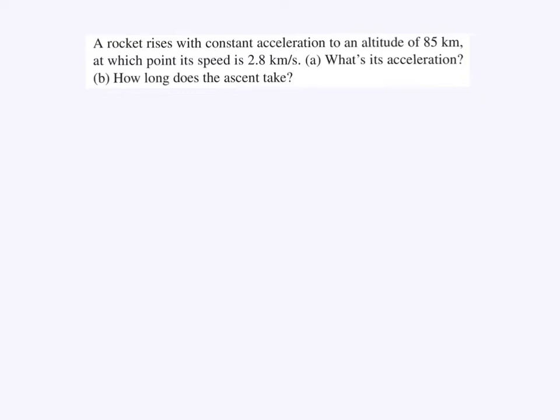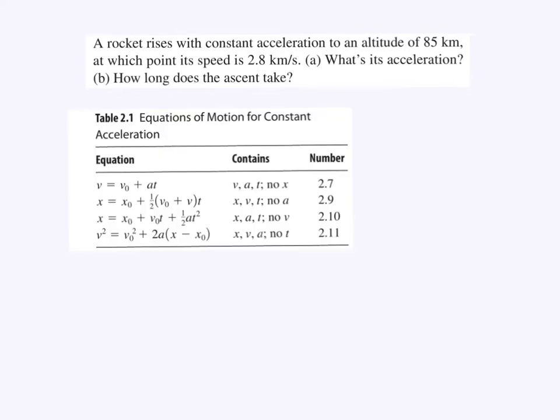Well, it's easy to solve this sort of thing. We just need that table. So to solve part A, we're being asked for the acceleration, and we're given information about the final velocity. I'm sorry, the final value of x and the final velocity. So basically, you need to figure out which of these equations has the right variables in it. We need something that has the acceleration in it, a final velocity and a final position.